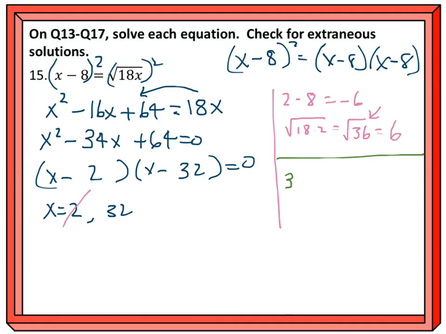So 32 minus 8 on the left-hand side, that is equal to a positive 24, right? Okay, and then on the right-hand side I have the square root of 18 times 32, which is equal to, let's see, I know that this is a 2 times a 9, square root of 9 is a 3, and 32 is a 2 times a 16, 16 square root of that is a 4, and then the 2 times 2 is 4, square root of that is 2. 3 times 2 is 12, times 2 is 24.